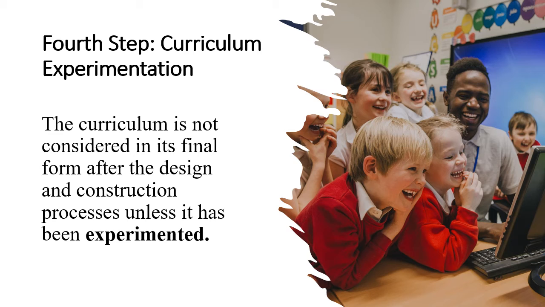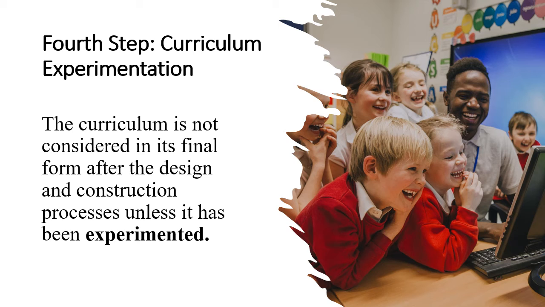The fourth step is curriculum experimentation. The curriculum is not considered in its final form after the design and construction processes unless it has been experimented. Although the designer and constructor of the curriculum follow the scientific method in each of the two operations, it is difficult to be familiar with all the conditions and problems of the field. Hence, there may be difficulties in applying the curriculum because there are obstacles or inadequacy of some parts of the curriculum for students. And all this may not appear during the design and construction processes.